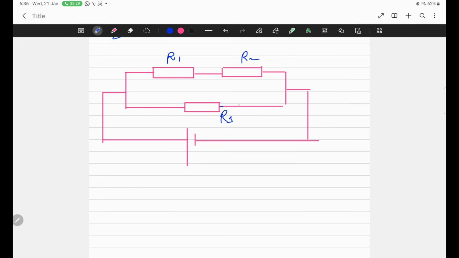Sir, in the exam you will see you will be given two series and one parallel. You will be given two series, one parallel, or two parallel, one series.